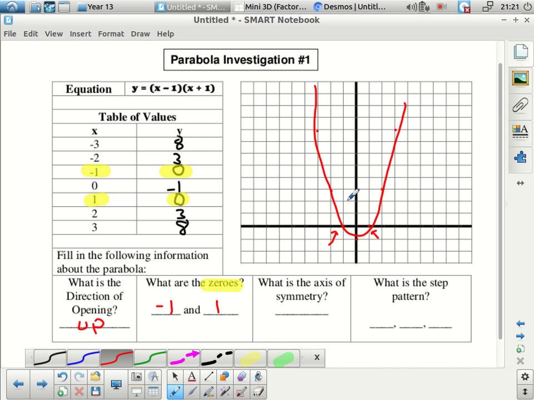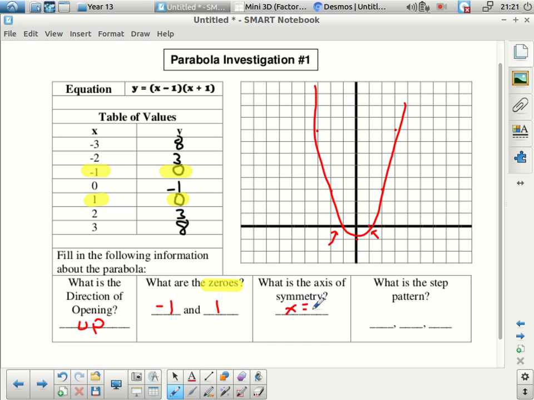What is the axis of symmetry? That's the line down the middle. In this case, that's the y-axis, or when x is equal to 0. And what is the step pattern? Well, it's over 1 up 1, over 1 up 3, and over 1 up 5.